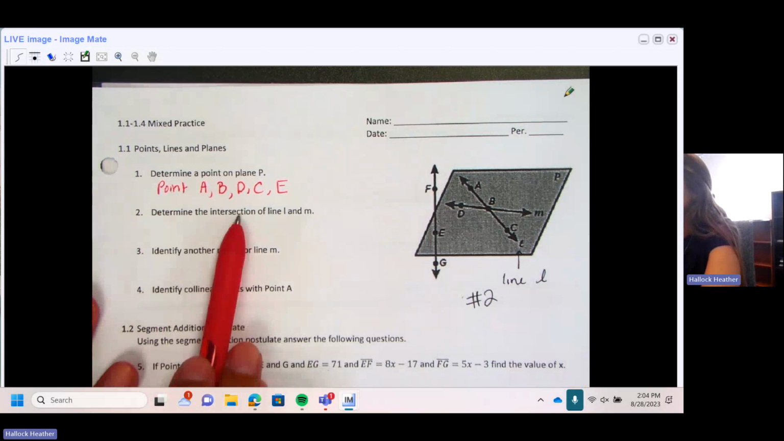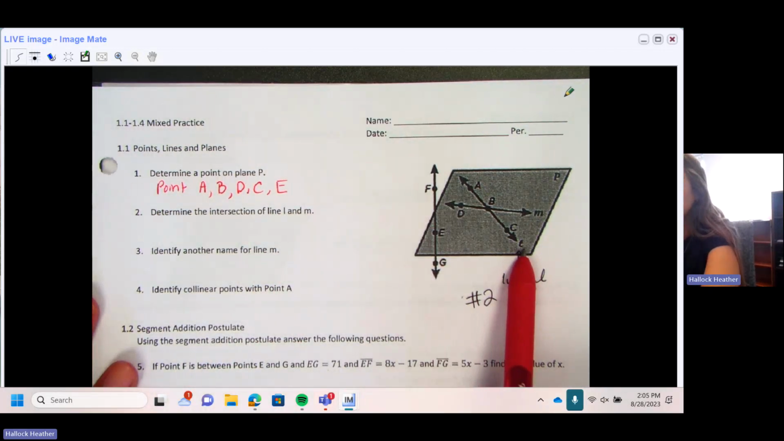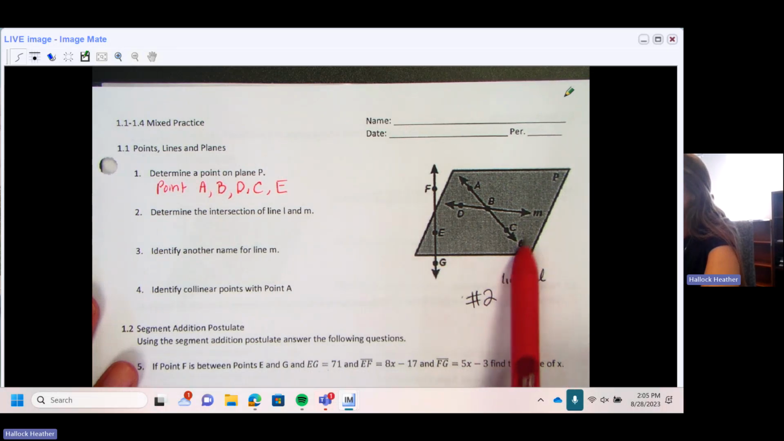Then it says determine the intersection of line L and M. This kind of looks like a T or a C, but this is a cursive L. So where line L and M intersect is point B.